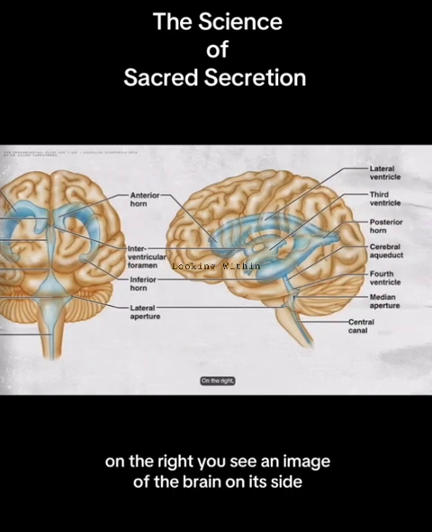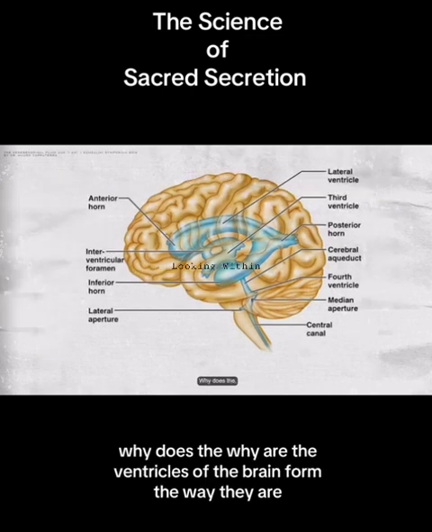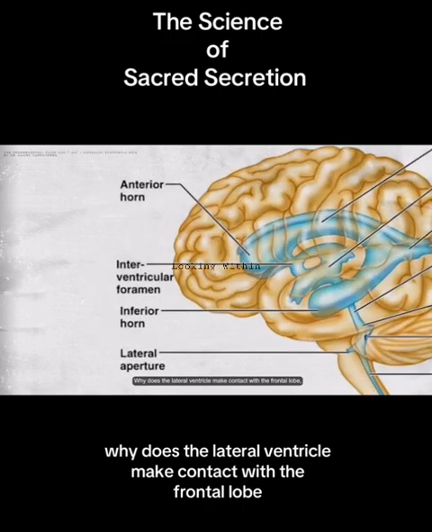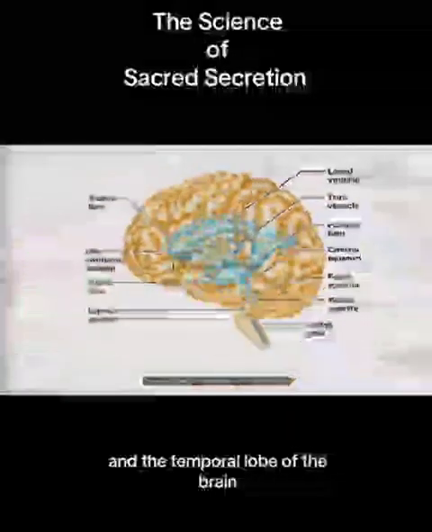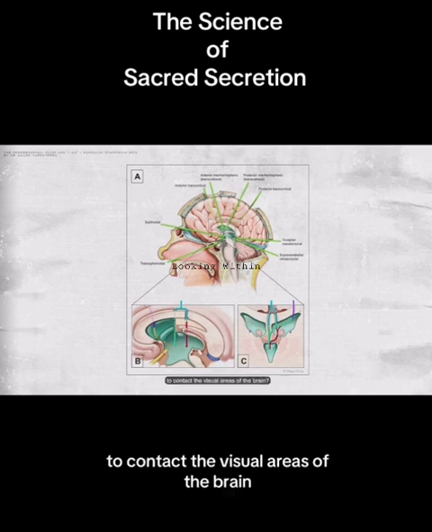On the right, you see an image of the brain on its side, as if it's looking to the left. Those are the ventricles as they appear inside the brain. Why are the ventricles of the brain formed the way they are? Why does the lateral ventricle make contact with the frontal lobe, the parietal lobe, the occipital lobe, and the temporal lobe of the brain? Why does the posterior horn of the lateral ventricle need to send a projection to contact the visual areas of the brain?